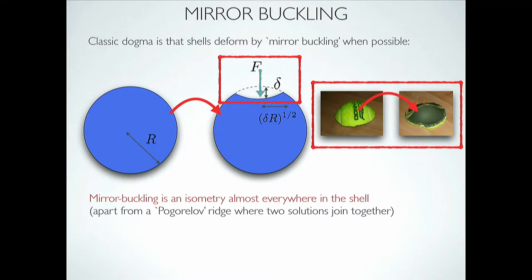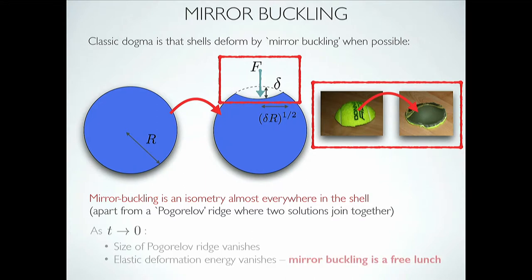So if you look in the textbooks, in Landau and so on, it tells you that a shell will try to do this. And the point is that as the thickness of the shell goes to zero, the Pogorelov ridge, that's the name for the bit where you do the gluing, becomes very small, and the energy in it becomes very small as well. And so this poking is really a kind of free lunch. It doesn't cost you any energy. So the idea is that mirror buckling is a free lunch. We know that in physics, everything likes to go to the smallest possible energy. So it should do this, right?